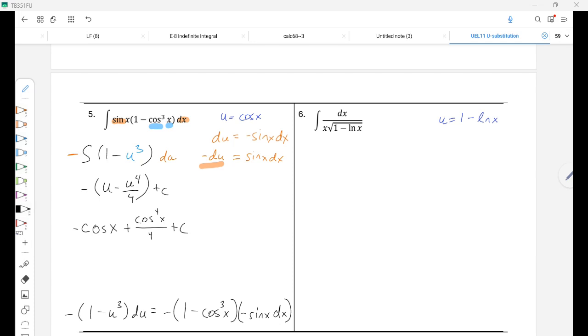And so those two negatives cancel out. I have three things being multiplied. I have these parentheses being multiplied by sine x being multiplied by dx. There's an extra set of parentheses there. I added that because otherwise this looks like a subtraction problem, but this is three things being multiplied. So canceling out those negatives gives us exactly what we started with, which is sine x times 1 minus cosine cubed x dx.